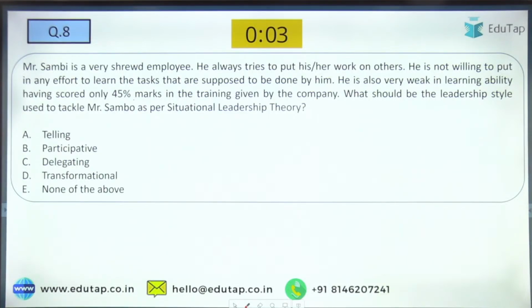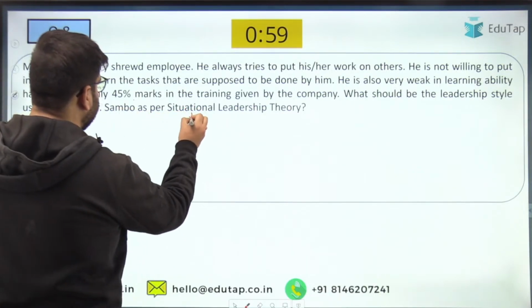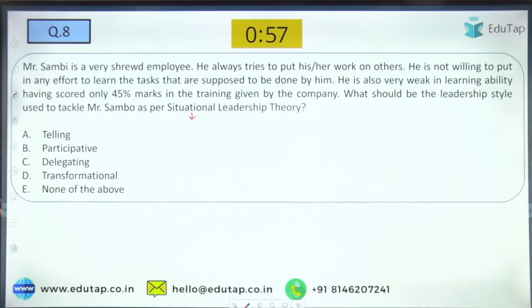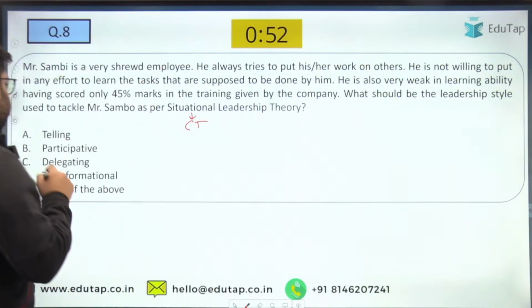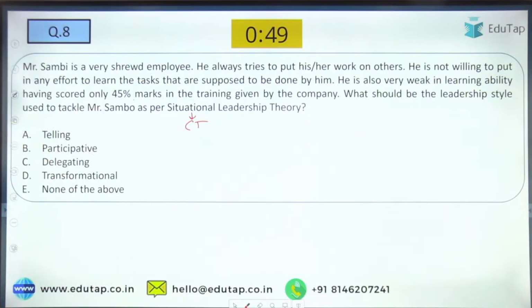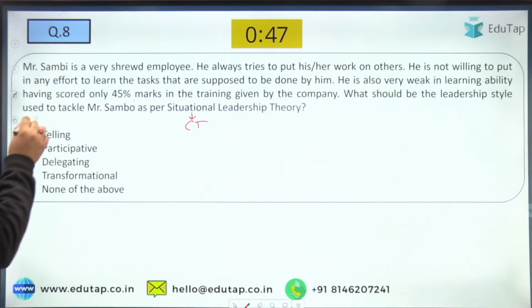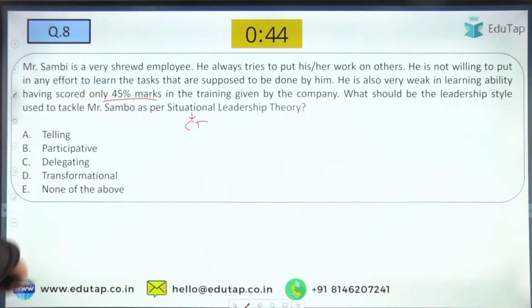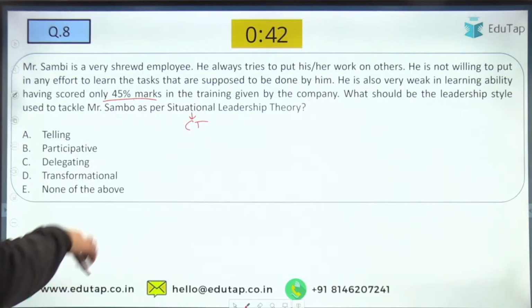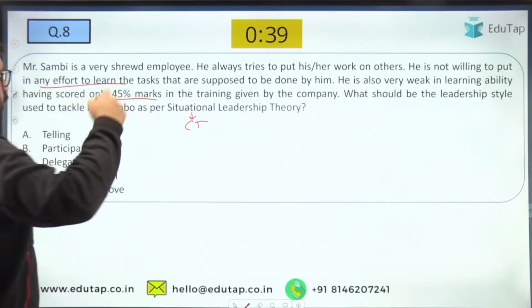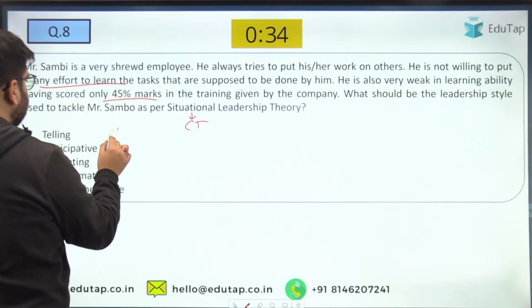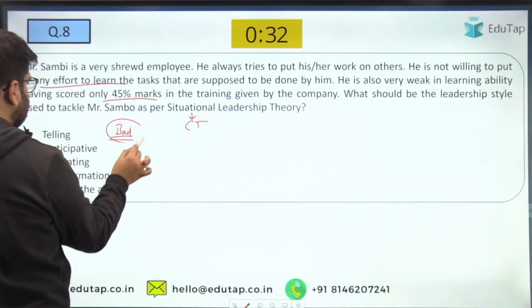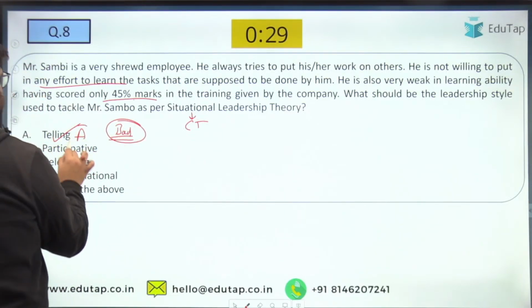What will be the right answer for question number 8? Situational leadership theory basically tells you that you have to change your leadership style from situation to situation. These theories are also known as the contingency theory of leadership. Now, this employee has only scored 45% of the marks, and he is always trying to put his effort on the other person. Basically, this is a very bad employee, and for bad employees you always have to use the autocratic style, which is telling. So your answer will be option A.